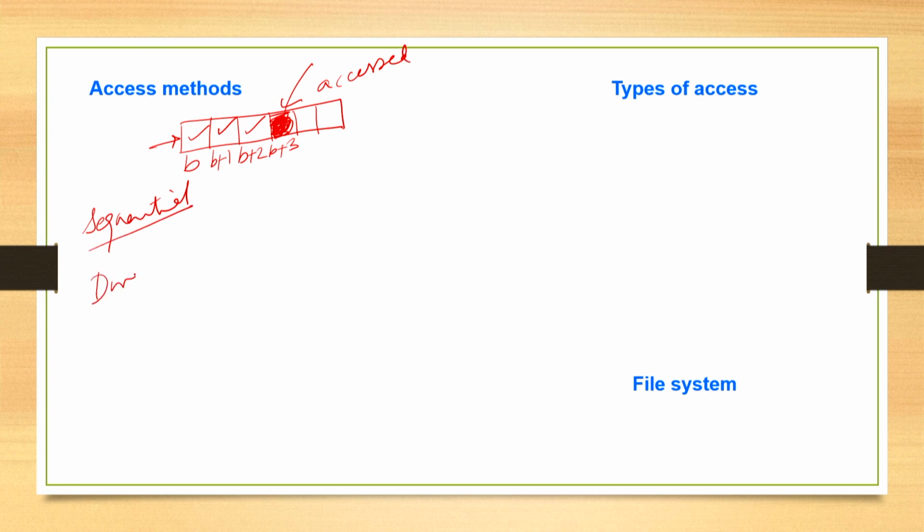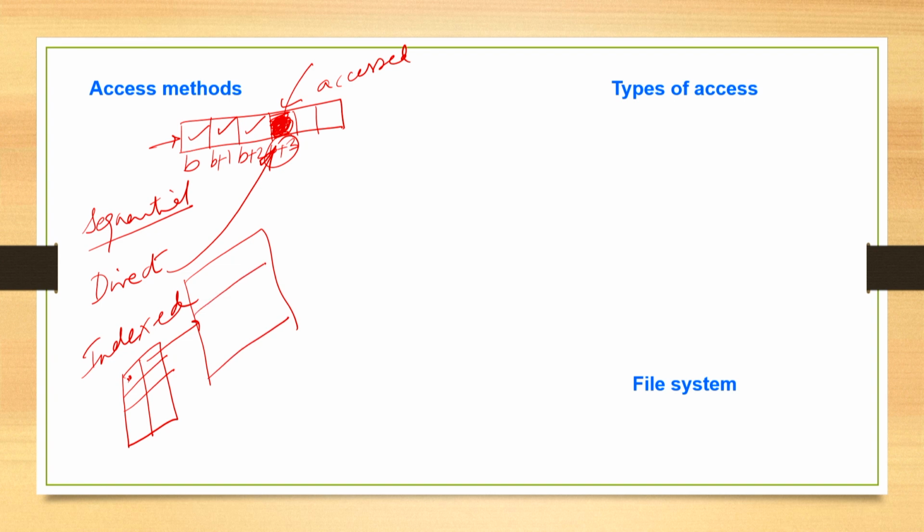You may have a direct access also. If you know the address, you can directly go to that address and access the data that is stored over there. Or you can use the indexed access. In the case of an index, it's like a telephone directory. Here the name is there and the pointer is there which contains the address where the data is stored. So these are the various methods to access a file, or you can say a directory.